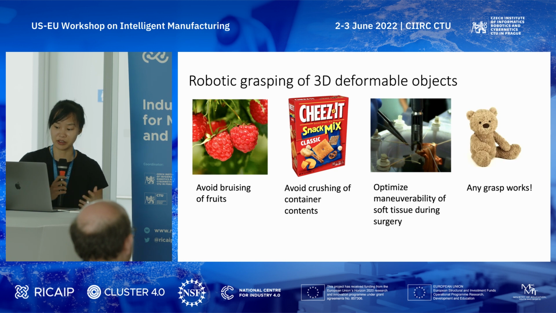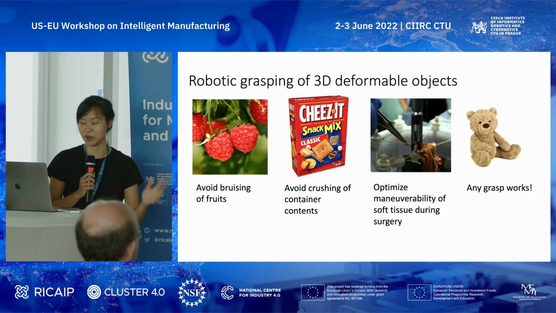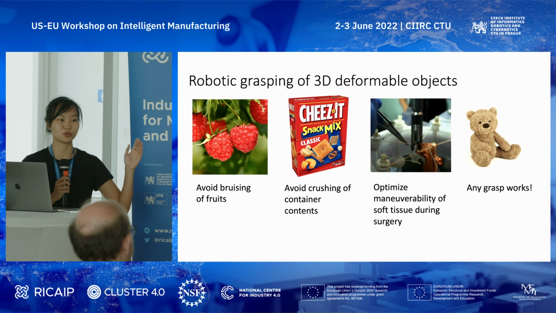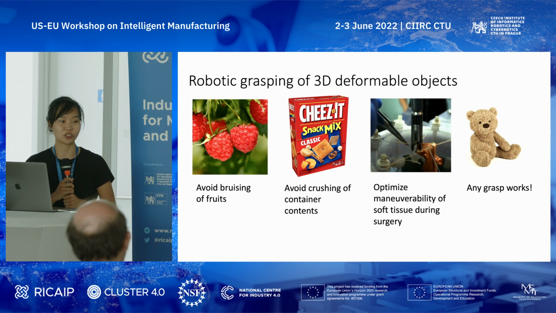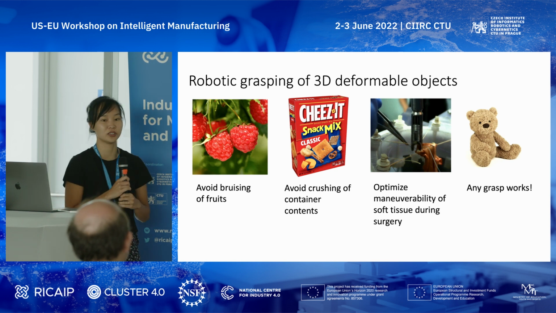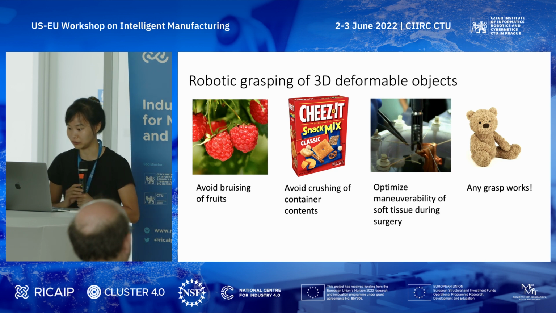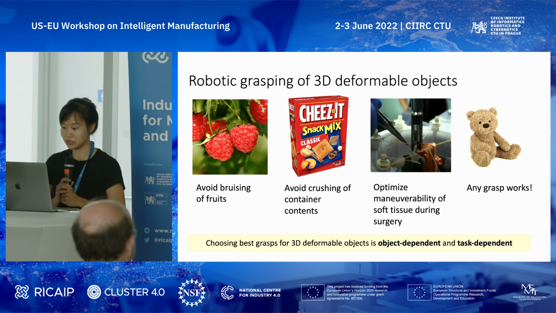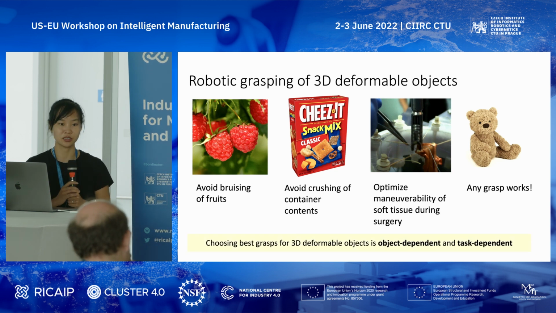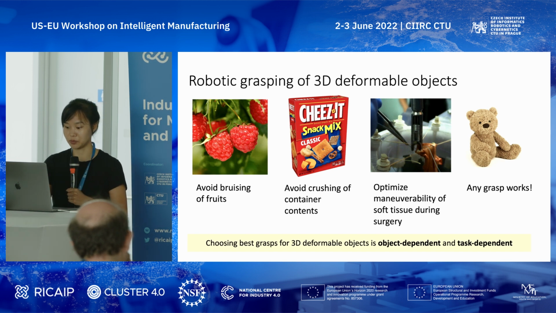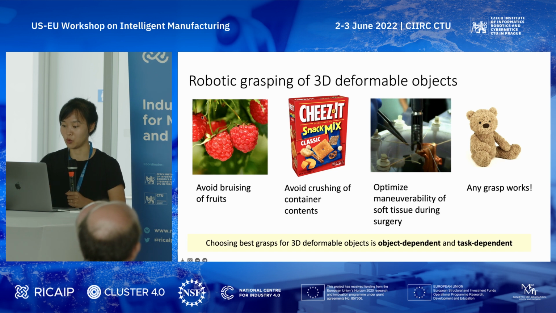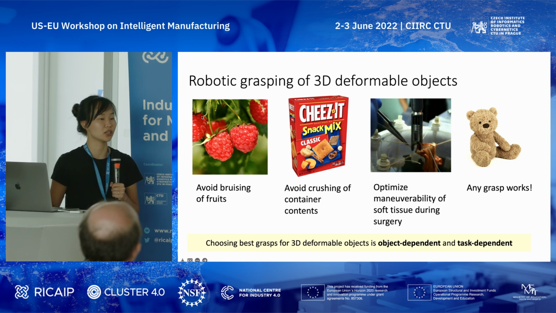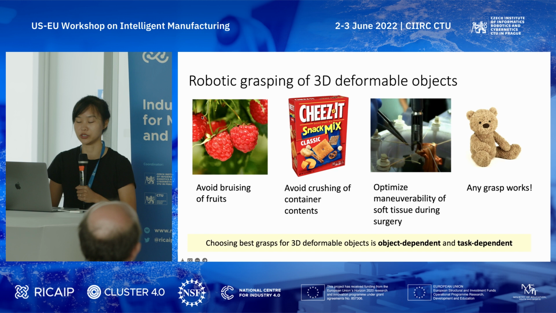And sometimes in life and in industry, the grasp just doesn't matter. For example, this teddy bear is really easy to pick up. It's actually much easier to pick up this version of a teddy bear than a rigid version of it. So that would become an easy task. So it became clear to us that choosing best grasps for 3D deformable objects is object-dependent and task-dependent. And since these grasp goals are so diverse, we wanted to launch a full-scale simulation study of how these objects respond to different grasps.